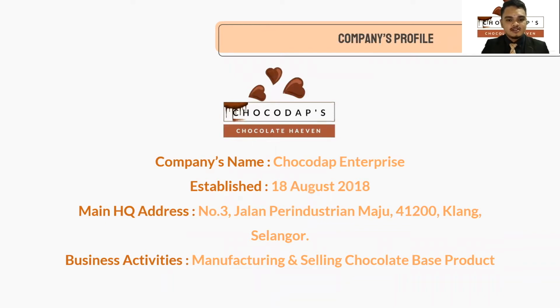Our company name is Chocodap Enterprise, established on 18 August 2018, and our main HQ is located at number 3 Jalan Perindustrian Maju, 41200 Kelang, Selangor. Our main business activity is manufacturing and selling chocolate-based products. So this is our company logo, as you can see. Chocodap, and our tagline is Chocolate Heaven. Next, I will pass to my group member to present the company analysis.